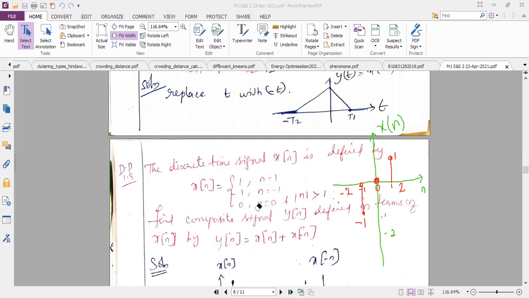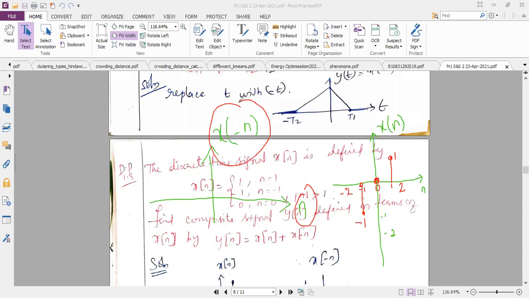Can anybody tell me how to draw x of minus n? This comes under which property we have discussed? Just now we have discussed one property. What is the name of the property? X of minus n. So in the earlier problem, we have plotted x of minus t. So what is the name of the property? Reflection. Very good. So can we discuss how to show the reflection here? So I will just mark the x-axis n and y-axis x of minus n.